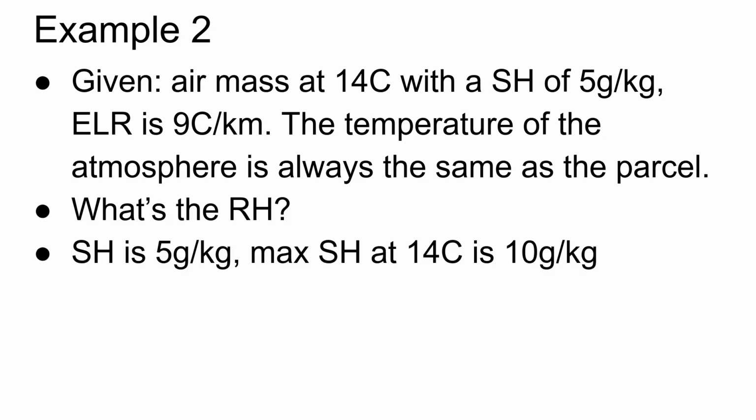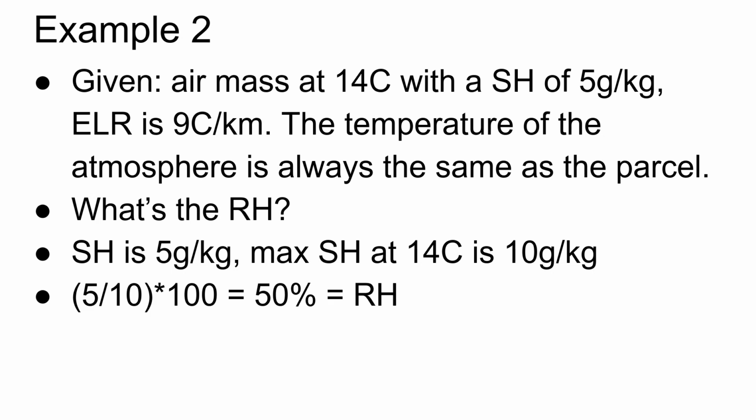So what's the relative humidity? We know it's got 5 grams per kilogram with a temperature of 14 Celsius. The maximum specific humidity is 10 grams, so that's pretty easy. Relative humidity is 50%. Specific humidity divided by max times 100. 5 divided by 10 is 0.5 times 100 is 50%.